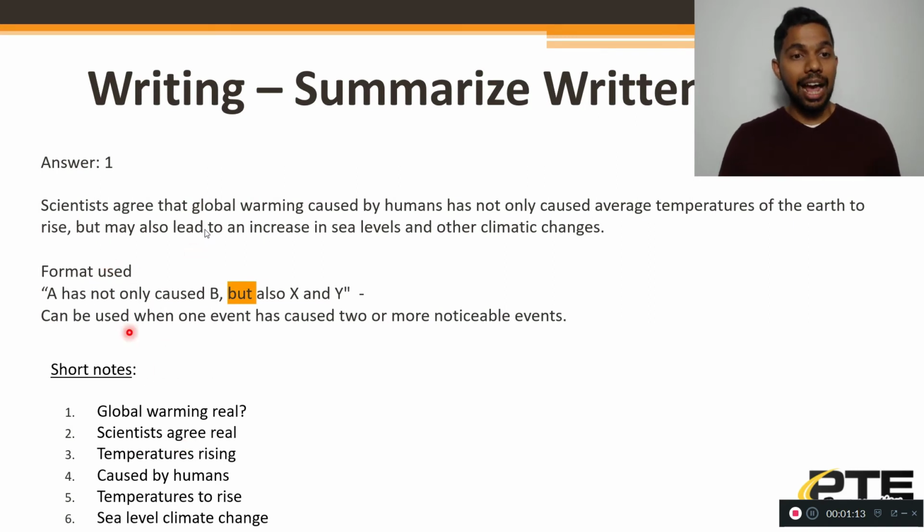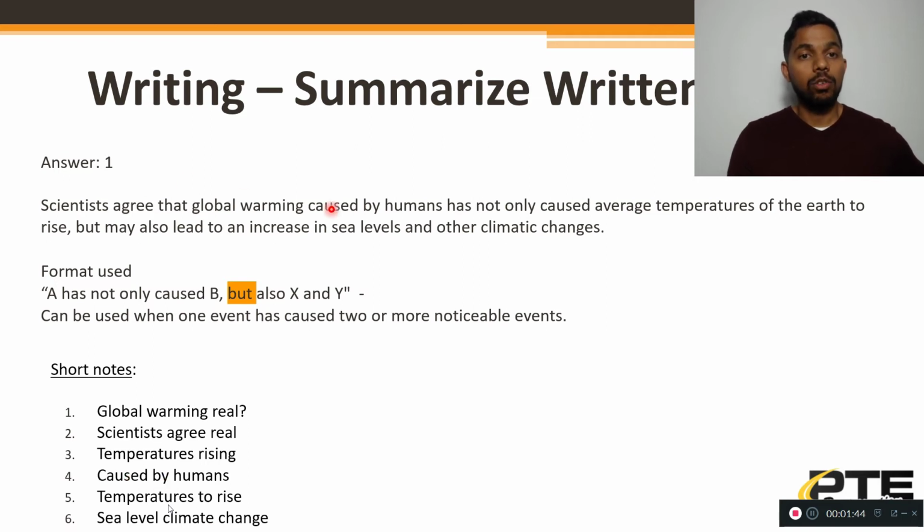So the summary that I came up with was: scientists agree that global warming caused by humans has not only caused average temperatures of the earth to rise, but may also lead to an increase in sea levels and other climatic changes. So over here, I've included most of the key points. I've eliminated this one because it was a bit redundant. They're saying that global warming is real, and I've included that it's caused by humans.